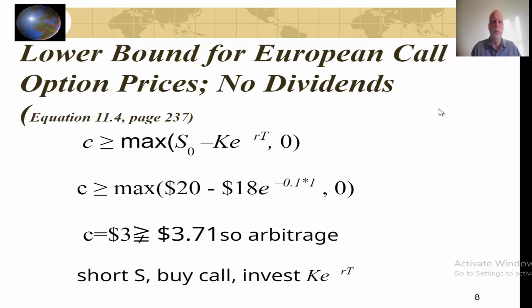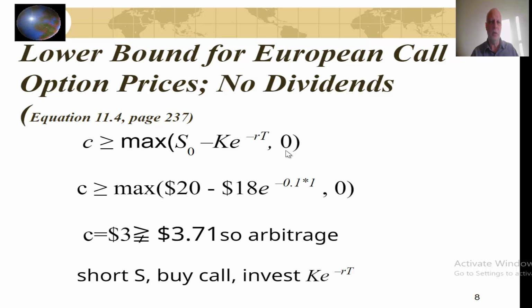We will now look at equations for the lower bound of European call option prices and later for the lower bound of European put option prices. In our first example, we will consider options without any dividends. Well, we know on the day of expiration, the value of a call option is going to be the maximum of the stock price minus the strike price, or 0, since an option can never be negative.